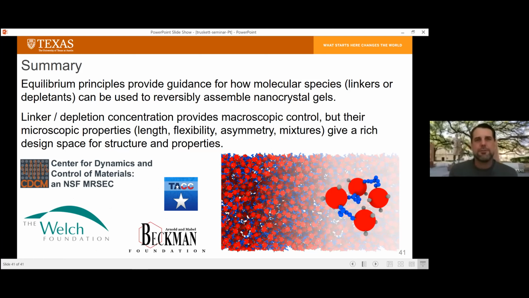So hopefully I've presented some data that suggests that equilibrium principles can be helpful for guiding how molecular species, whether they be linkers or depletants, can be used to reversibly assemble nanocrystal gels. So their concentration is the way that you provide statistical control of valence in the case of linkers, or strength of the attraction in the case of the depletion gels. And then the properties of the linkers or the depletants themselves control their size. So in the case of depletant gels, that would affect the range of the interactions of the nanocrystals. And in terms of the linker gels, it could give you the ability to tune structure independent of phase behavior.